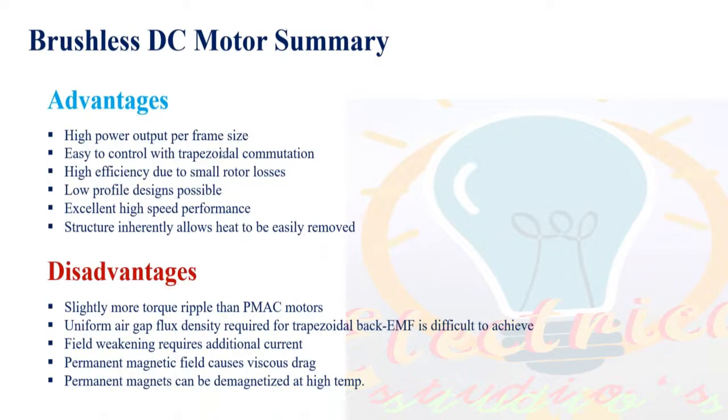So because of the trapezoidal commutation, the control is very easy. It is not as complicated as PMSM. The control is quite easy in BLDC. These are all the reasons that people go for BLDC motors in two-wheelers, because the control is very easy to do and efficiency is quite good compared to the other motors.